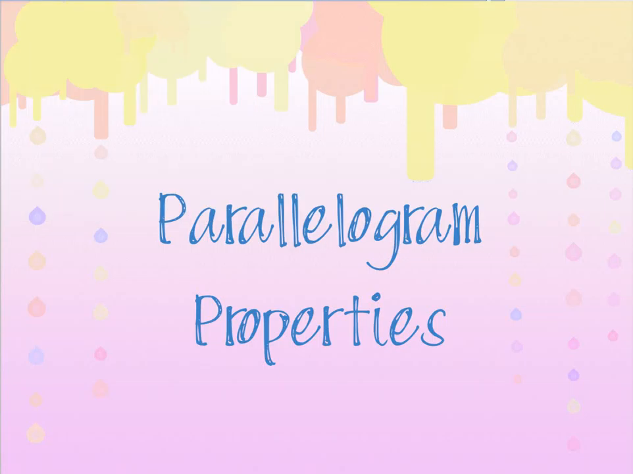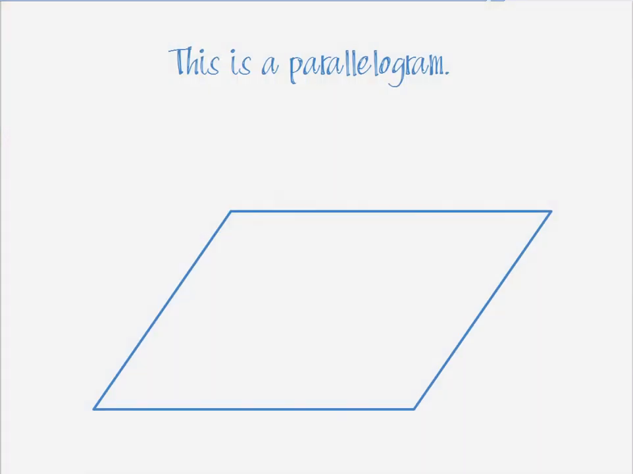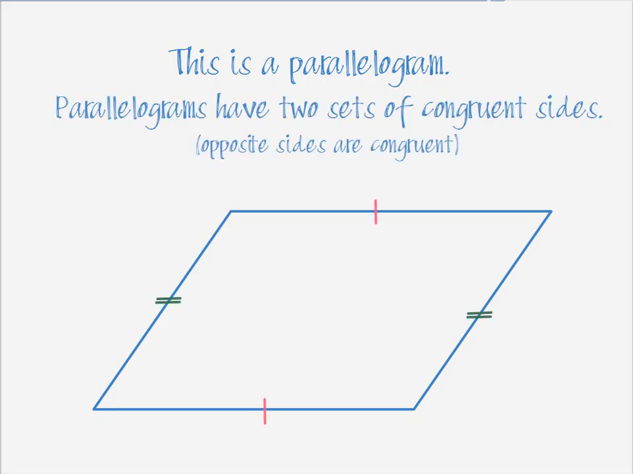Today we're talking about parallelogram properties. Now, first of all, you need to know what a parallelogram is. Here's an example of a parallelogram. It will not always be this exact same shape, but there are certain properties that tell us whether we have a parallelogram or not. The first property we're going to talk about today is that parallelograms have two sets of congruent sides. We're going to say that the opposite sides are congruent, right?